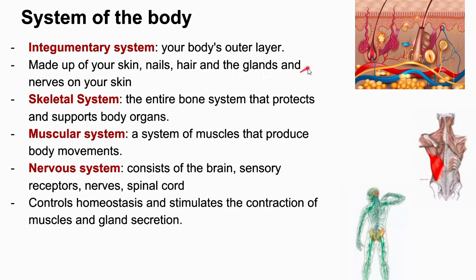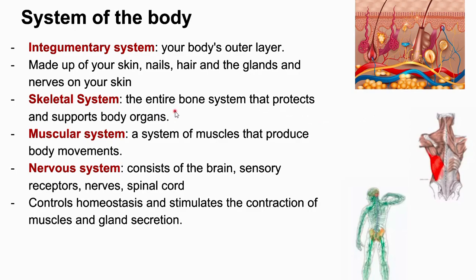On my right here we have diagrams of the skin. As we can see, that's the skin. We are going to look at this skin in detail, the function of the glands, the function of these nerves, the structures which make up the skin, and the type of tissue which makes up the skin. Then we have the skeletal system, the entire bone system that protects and supports the body.